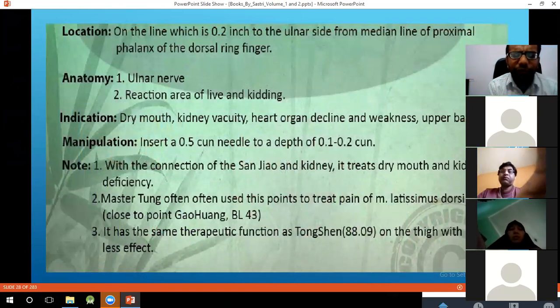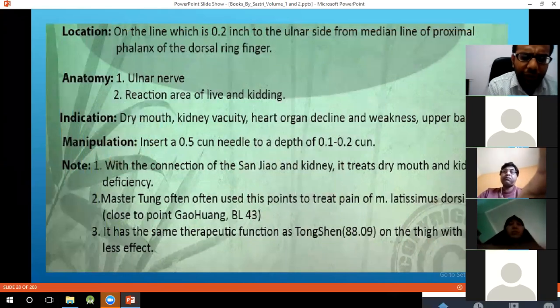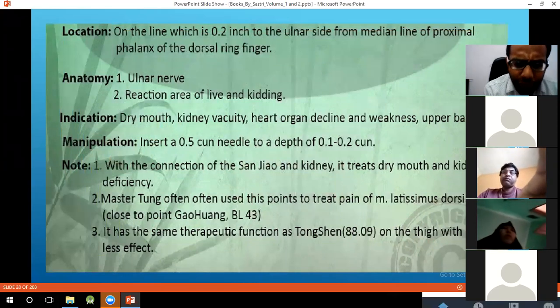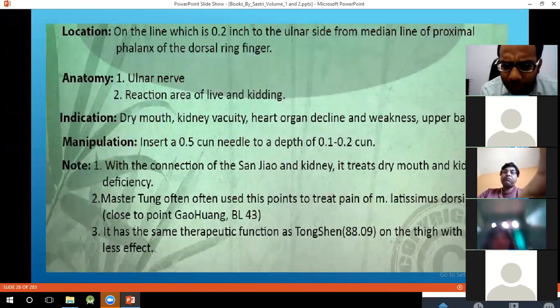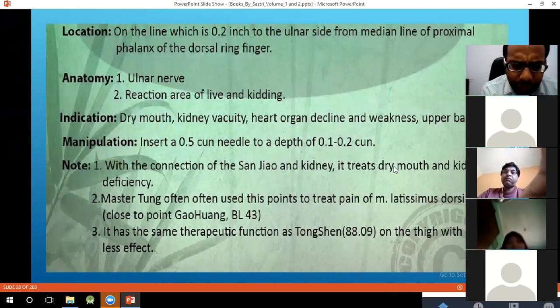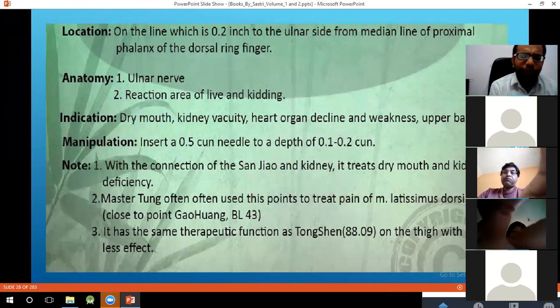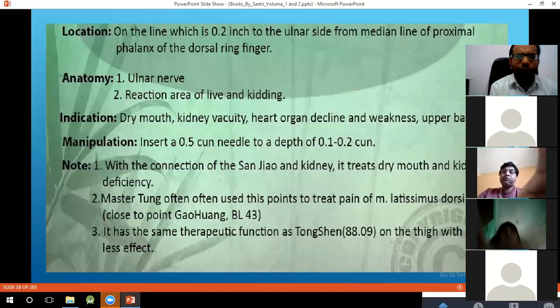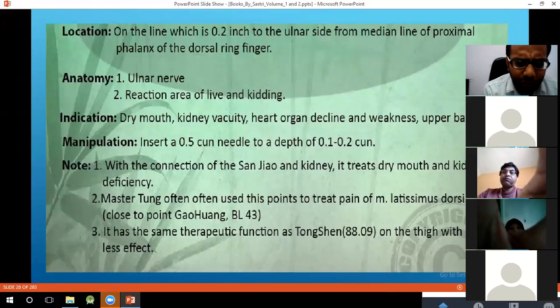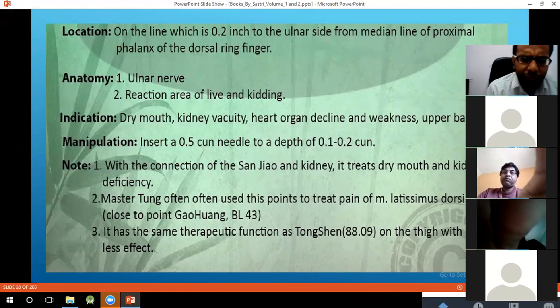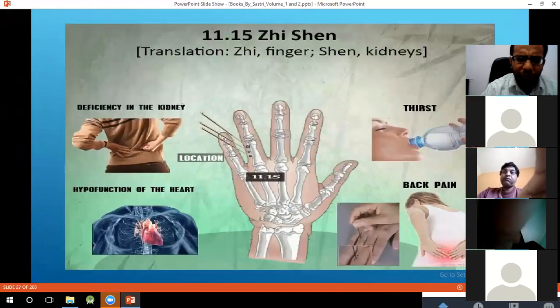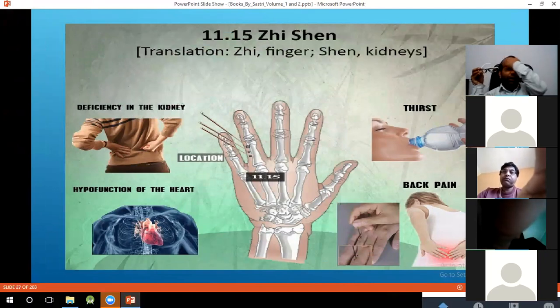And the ulnar nerve is the reaction area, liver and kidney. Master Tung used to say this point fits with latissimus dorsi region. You can combine this with BL43 and you will get very good results in certain problems, especially in chronic fatigue syndrome. So whenever you find a patient having chronic fatigue syndrome, this combination also helps.